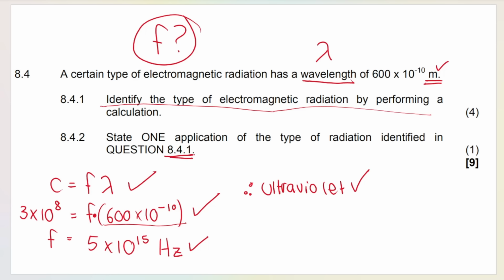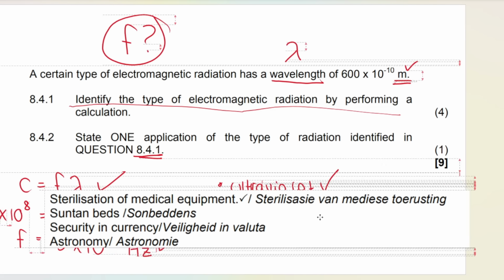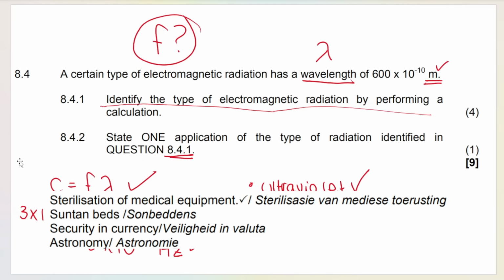Now, the different applications and uses of the different types of radiations is something that you must study. It is theory work. I went over it in my previous video, which will be linked in the Waves playlist in the description box below. But these are our acceptable answers according to the memo. So I would probably go with sterilization of medical equipment or something like that.